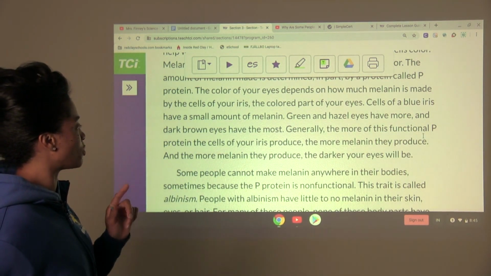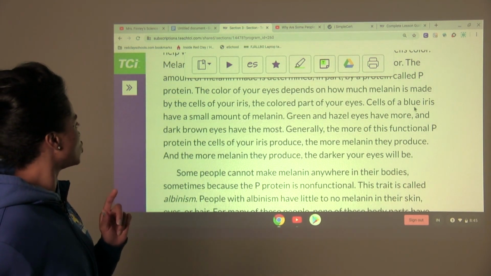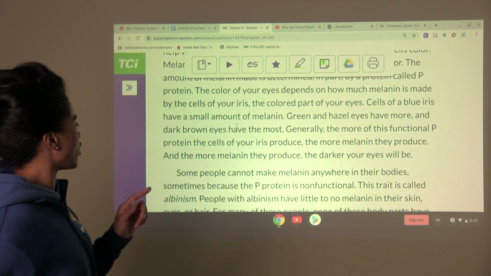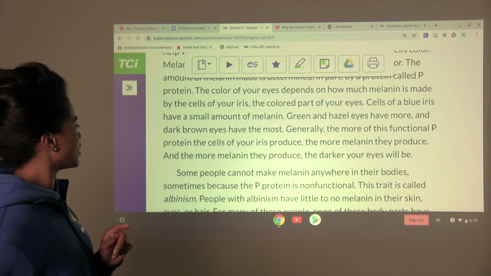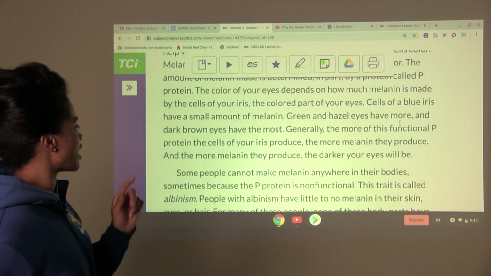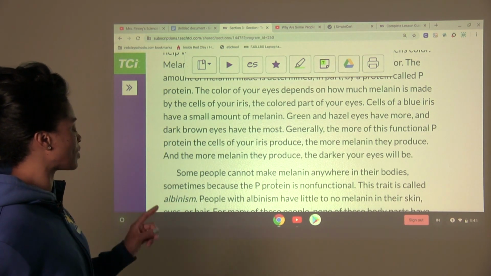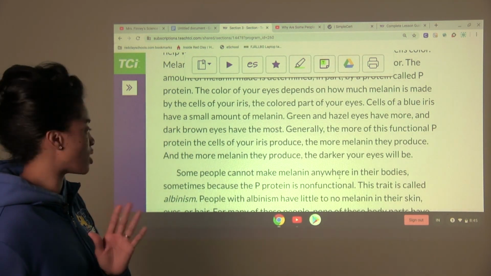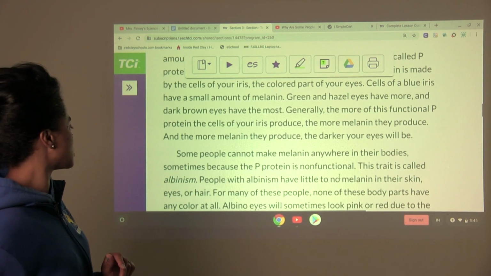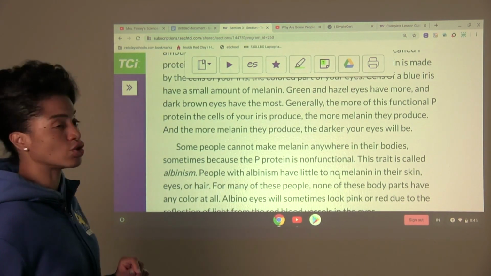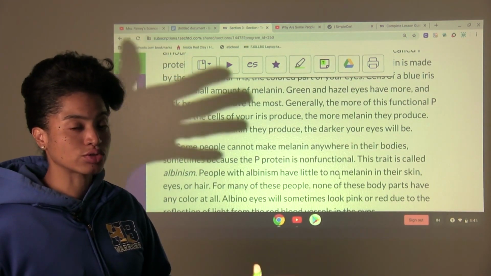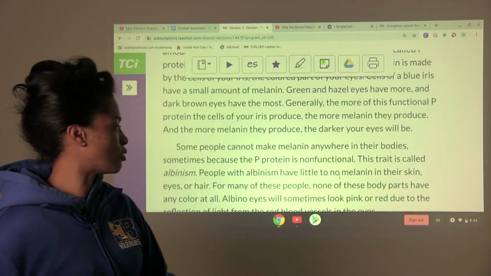So functional P protein and the blue iris have a small amount of melanin, okay? And then green and hazel eyes have a little more, and then dark brown eyes have the most. But some people cannot make melanin anywhere in their bodies, all right? And this is because the P protein is non-functional, not functioning at all, right?